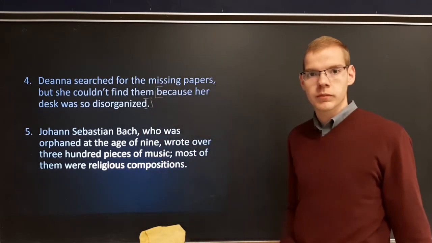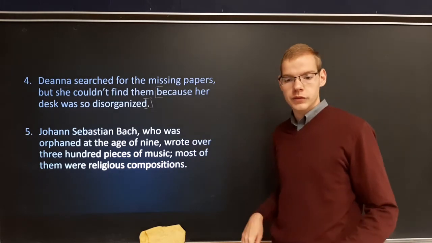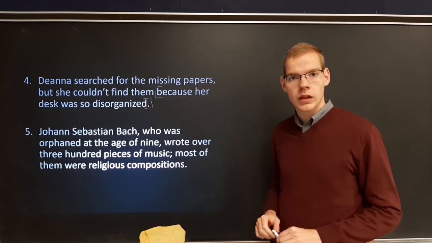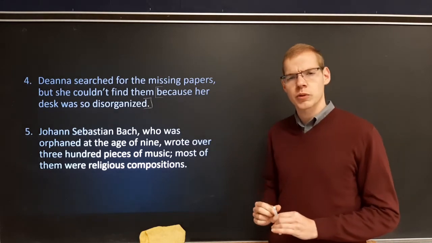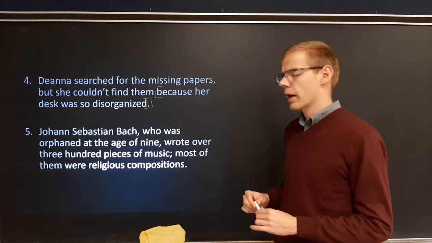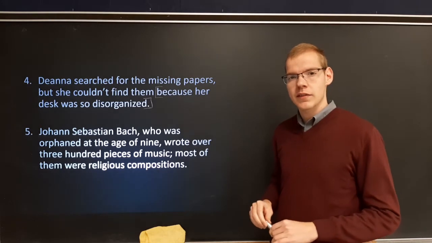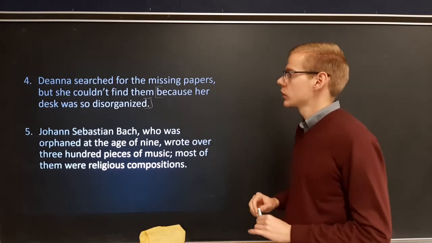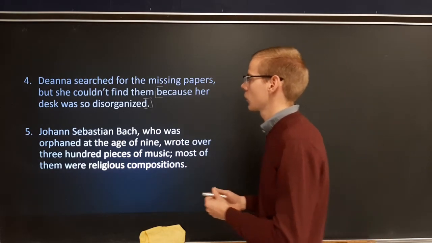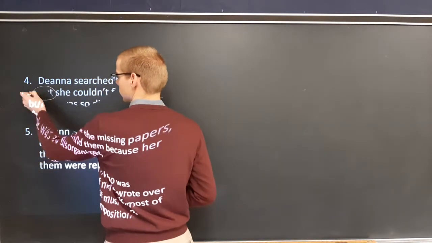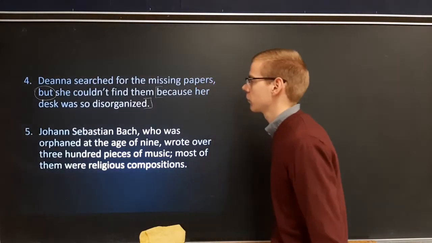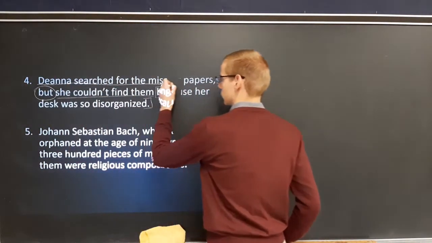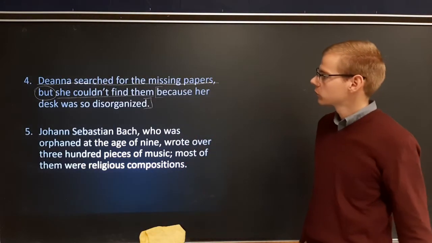Because these are supposed to be compound complex sentences, we need to have at least 2 independent clauses. So where's our connector? Right here. "But" is our connector. And there we go.